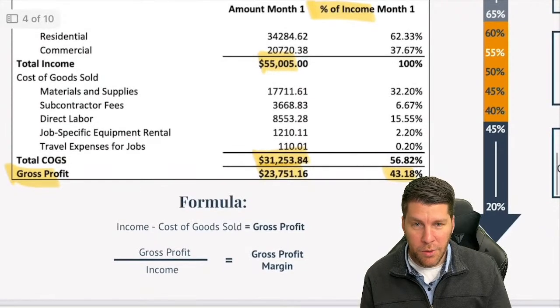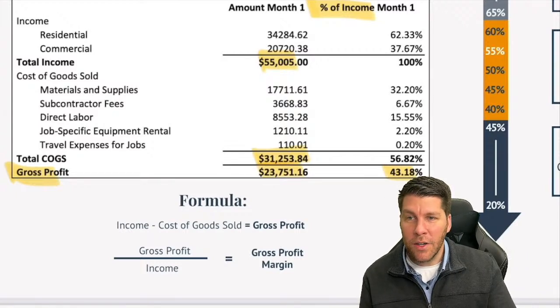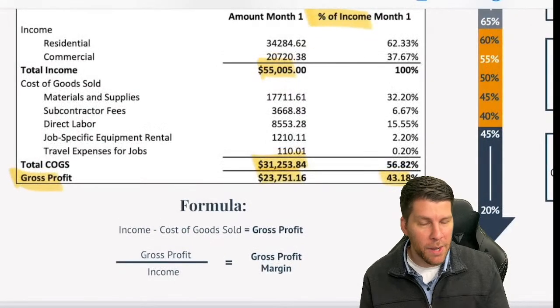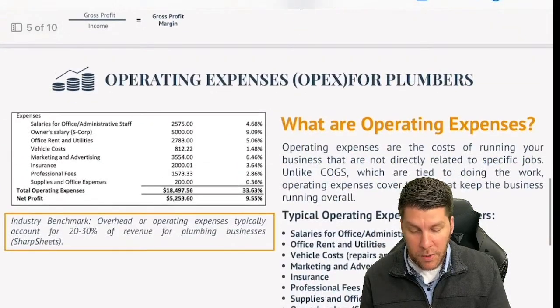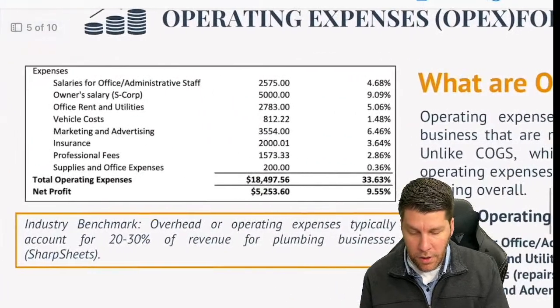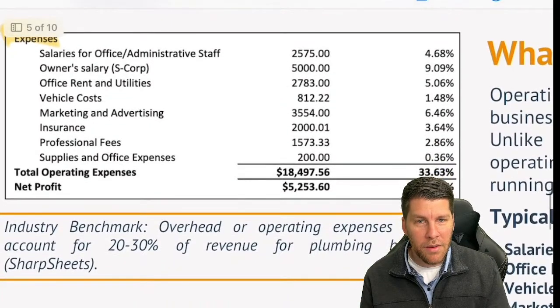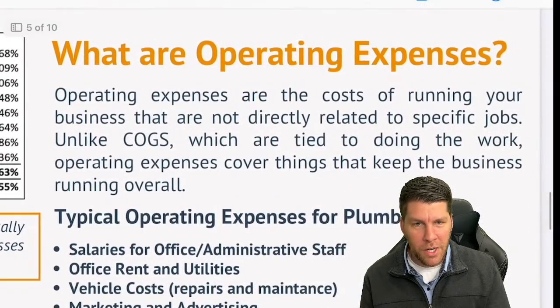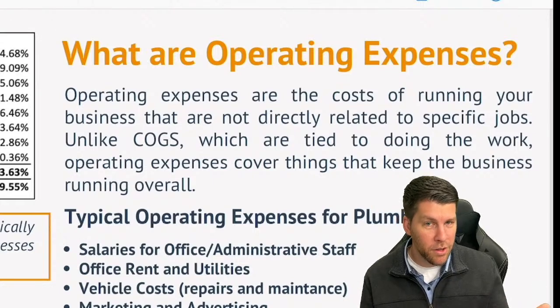We had a client whose gross profit margin went from 55% to 45%, and he didn't quite realize that, and then he had a pretty big issue with underbidding some jobs because he thought he had more profit. He thought he had more room than he actually did. So the operating expenses, which are the next and last section of the profit and loss we're going to go over, are under the expenses bucket here, and they are all of the fixed costs. Operating expenses are the costs of running your business that are not directly related to specific jobs, unlike your COGS.